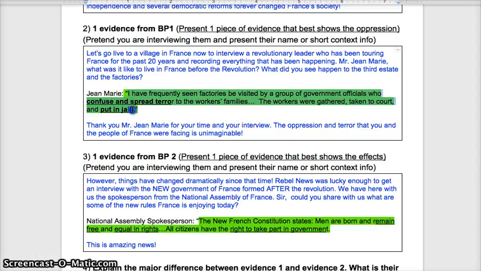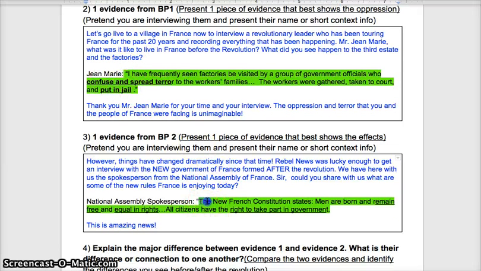I have frequently seen factories be visited by a group of government officials who confuse and spread terror to the workers' families. The workers were gathered, taken to court, and put in jail. Okay, I see political oppression here because the government is oppressing people. So they have no political rights. They're being put in jail for no reason. What about after the revolution? Let's see what changed. The new French constitution states men are born and remain free and equal in rights. All citizens have the right to take part in government. Okay, here's the opposite. I see that people are getting political rights.